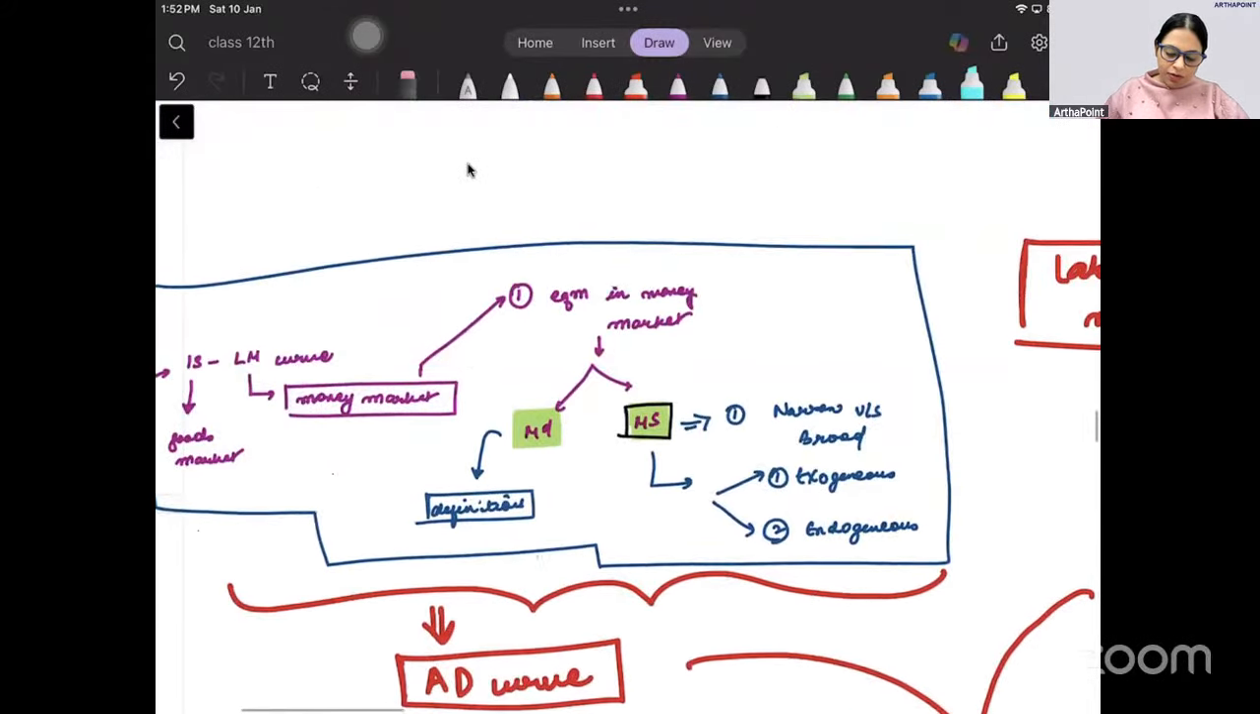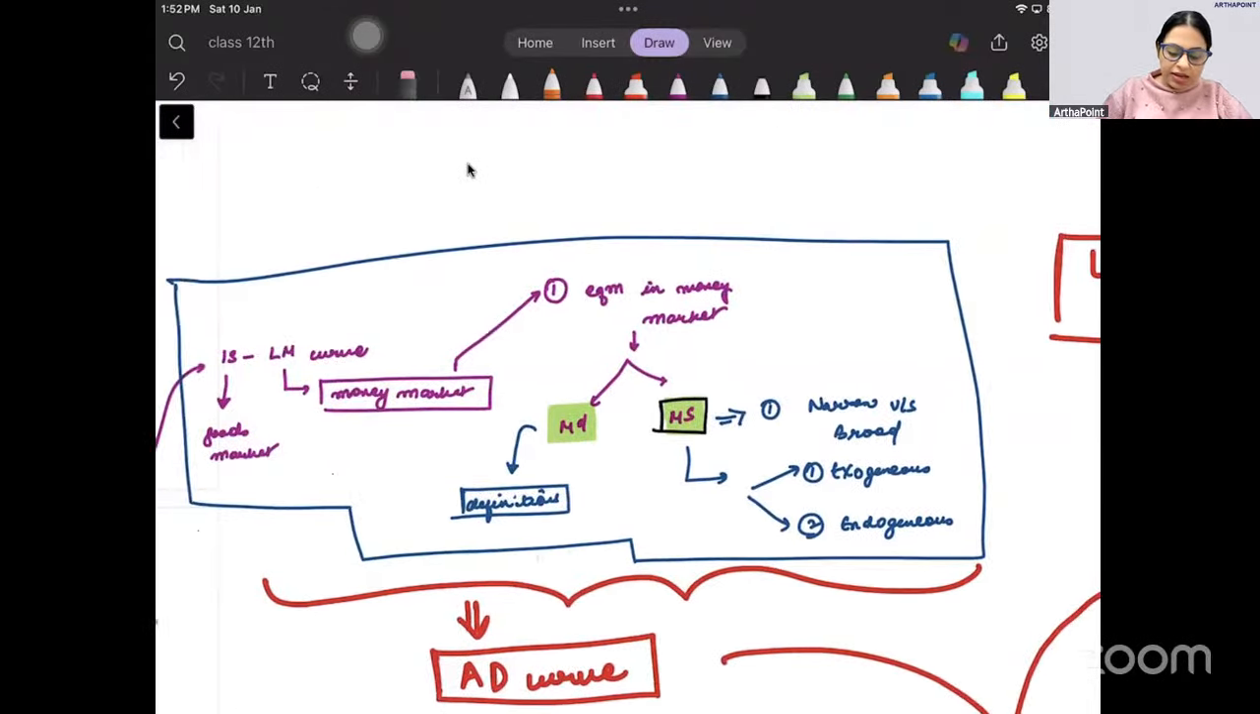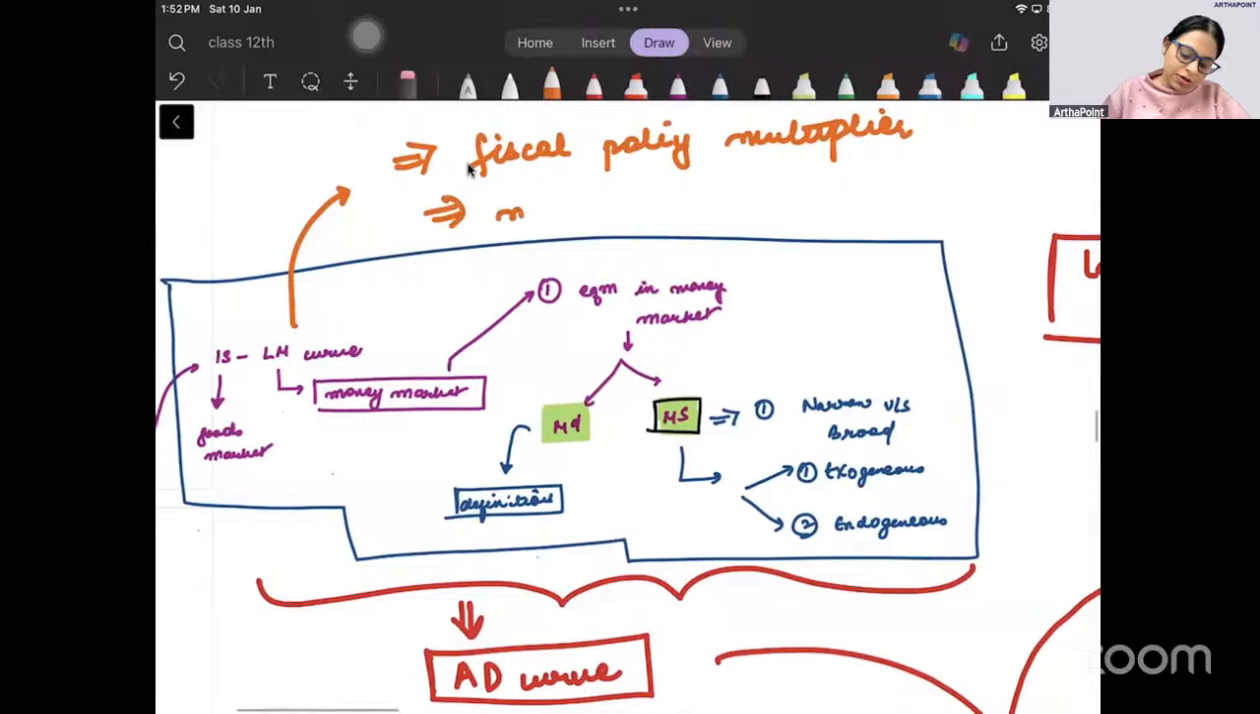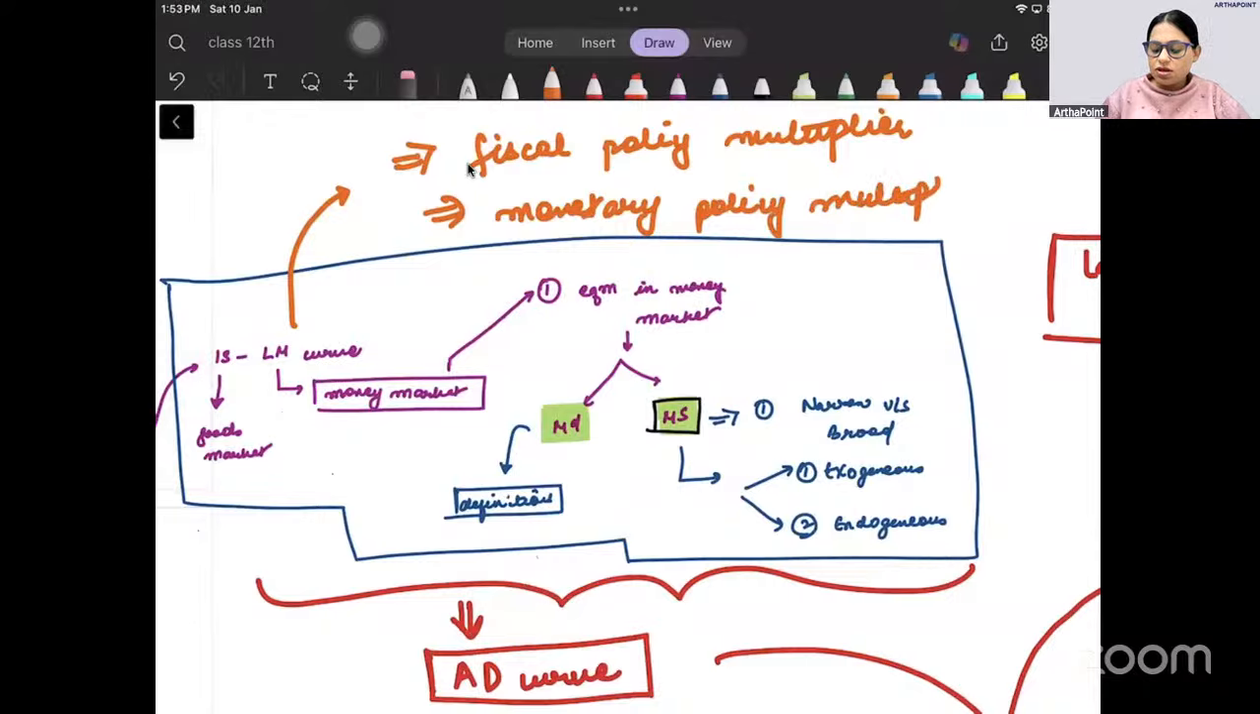Now when we will find the equilibrium of the IS and LM curve, they may ask you in the exam to tell what is the fiscal policy multiplier and what is the monetary policy multiplier. So you will have to keep these formulas handy related to fiscal and monetary policy multiplier.